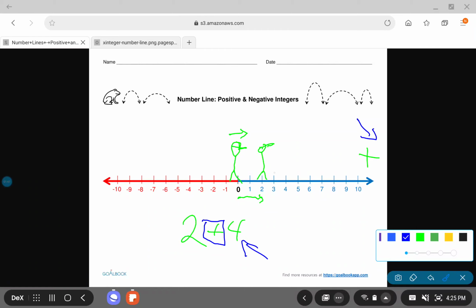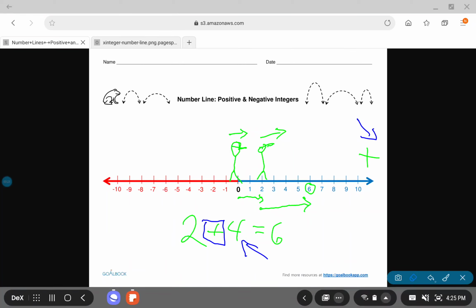So he's staying at 2, he's facing the positive direction, and he's increasing by 4, by positive 4, which means that he's going to move forward 4 places, 1, 2, 3, 4, and that stops him at positive 6. So 2 plus 4 equals 6. You guys already knew that, but this is how we represent it on the number line. We went to the number 2, we faced in the positive direction because we were doing addition, and we walked forward 4 places because 4 is a positive number. So we're walking forward 4 places.